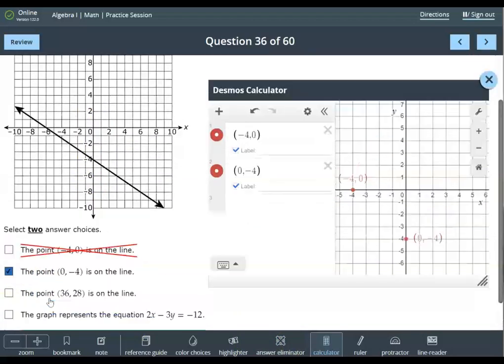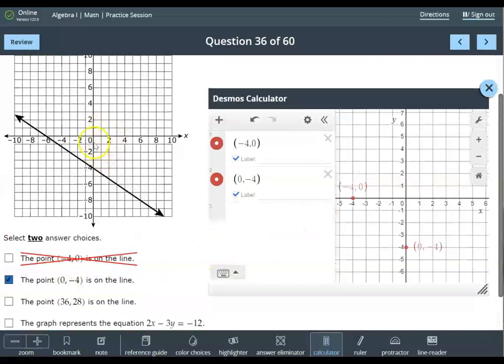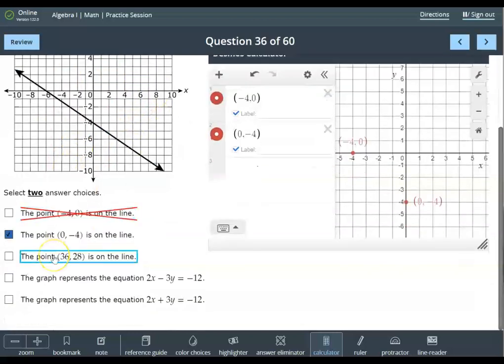It says the point 36, 28 is on the line. Well, I'm pretty sure if I go right 36 and up 28, that's way up here. This line is nowhere near that because there's no part of this line that's in the first quadrant. So hopefully your students wouldn't even try that one.